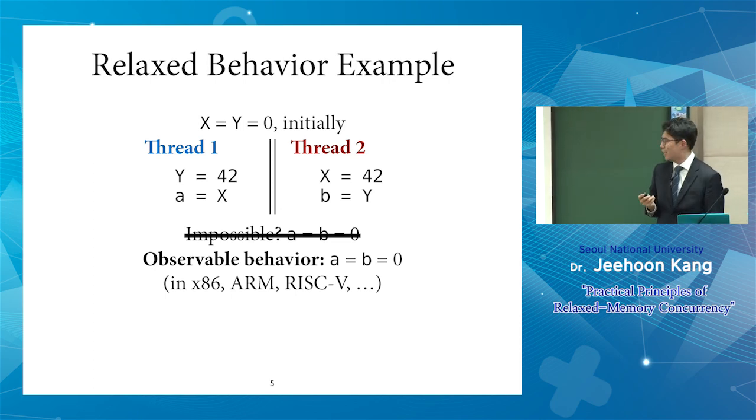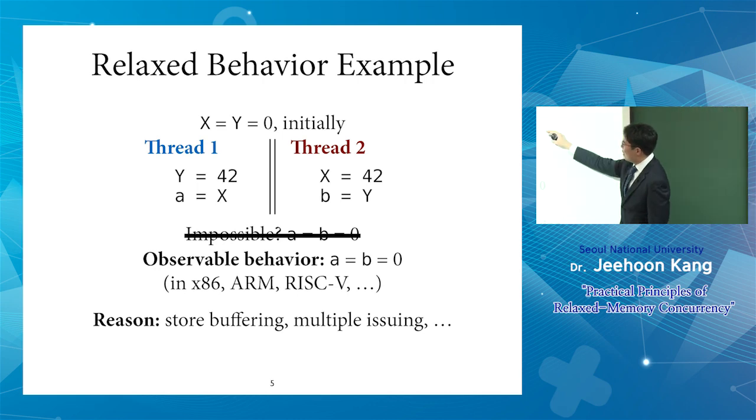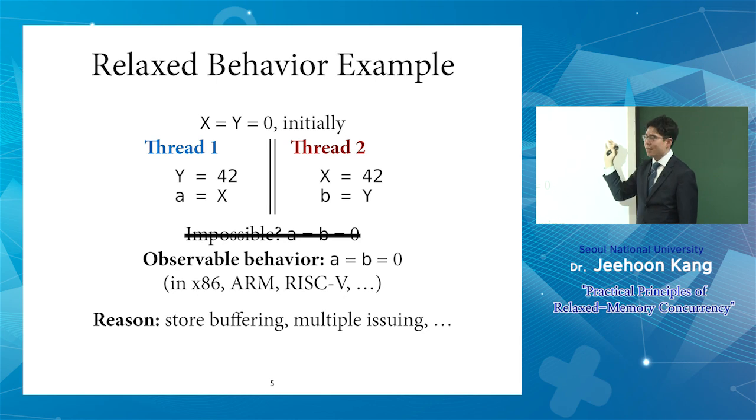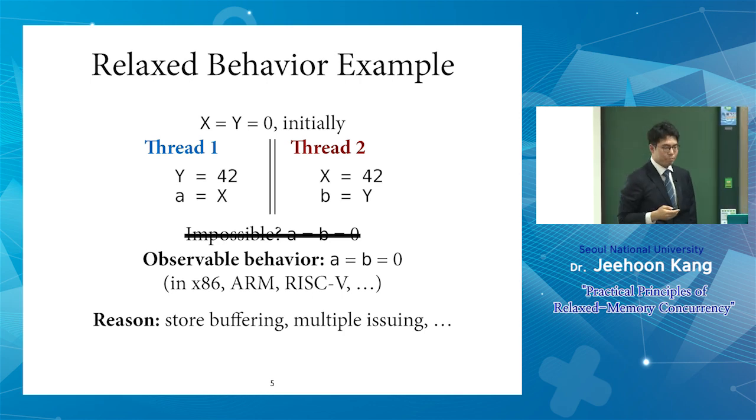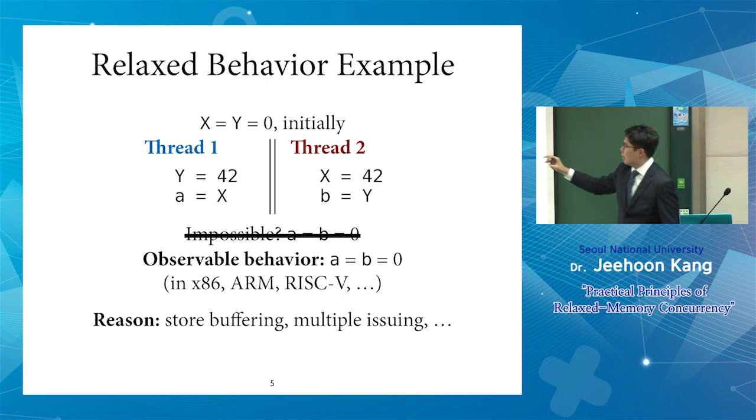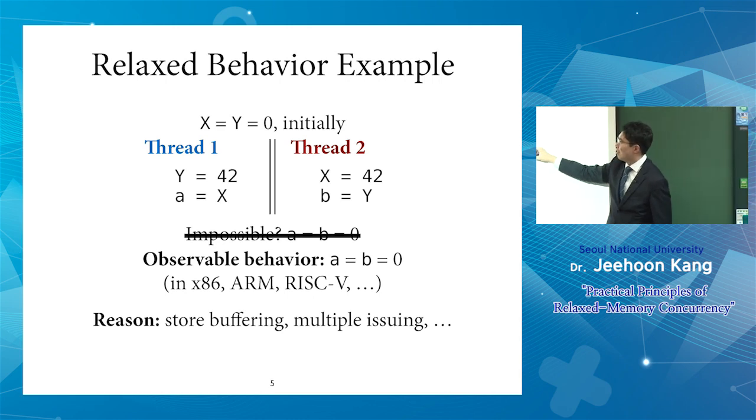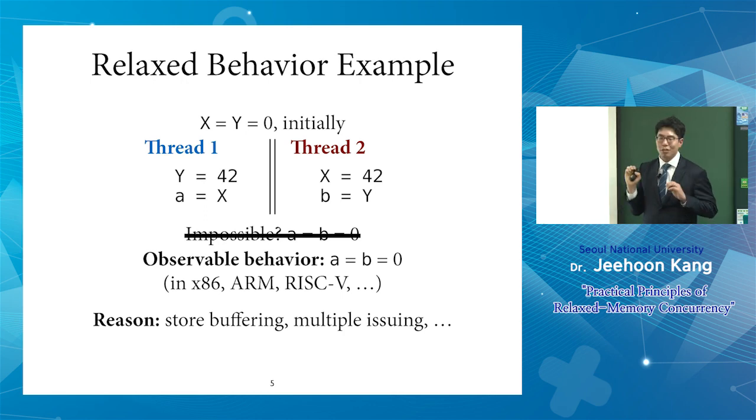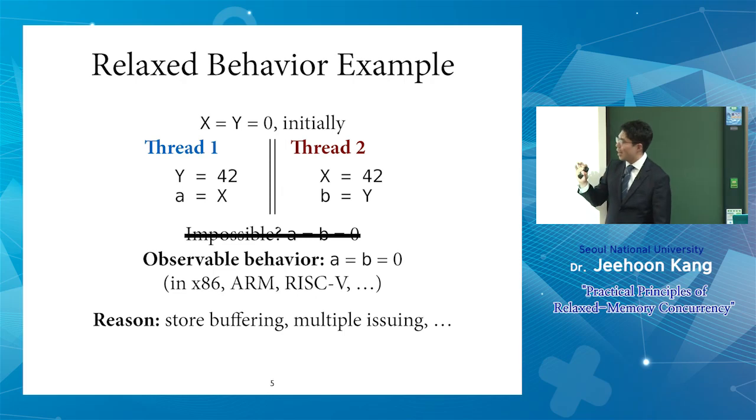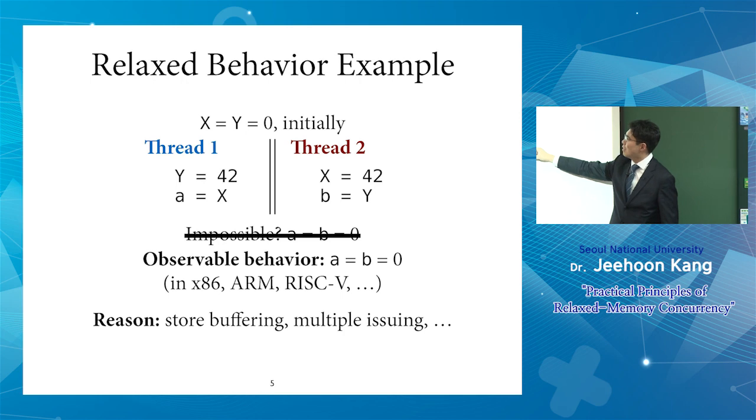There are many possible reasons. For example, the effect of these stores can be buffered inside the core. If that is the case, these load instructions can read from the global main memory, which is initially holding the 0. Or the hardware can see that these two instructions are not dependent on each other, so it can issue these instructions together. If that's possible, the hardware can execute this load instruction first. In that case, it can read the 0 from the main memory.